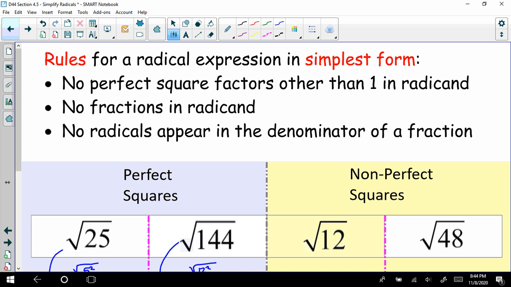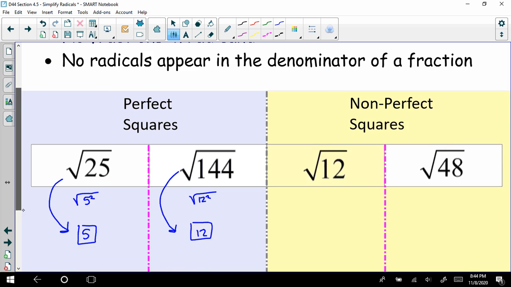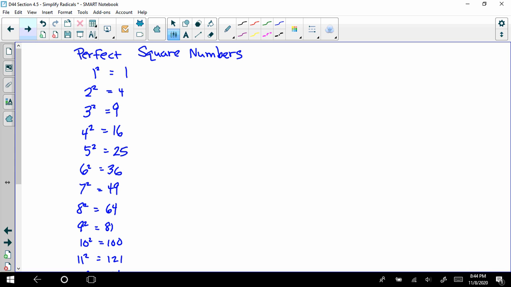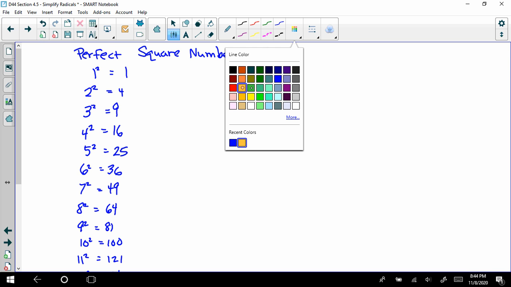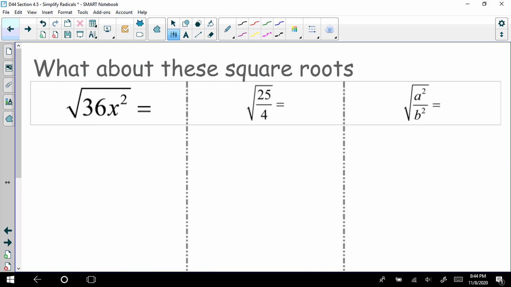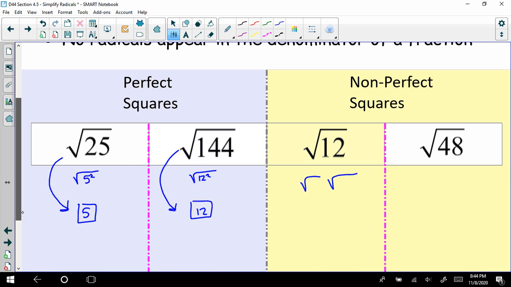So back to our non-perfect squares, that yellow side of this page of notes. Radical 12: what I'm looking for is what times what is 12, and one of those factors has to be on my perfect list. So we want to find the biggest number that goes into 12. That is going to end up being the number 4. So we will have square root of 4 times square root of 3. The nice thing about the square root of 4 is it's perfect. We know the square root of 4 is 2, and then we keep 3 under the radical because it's not perfect.